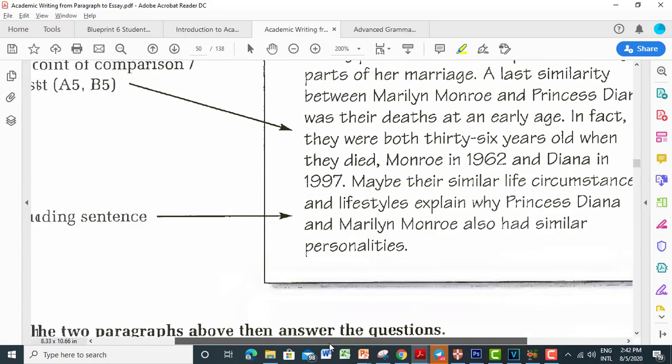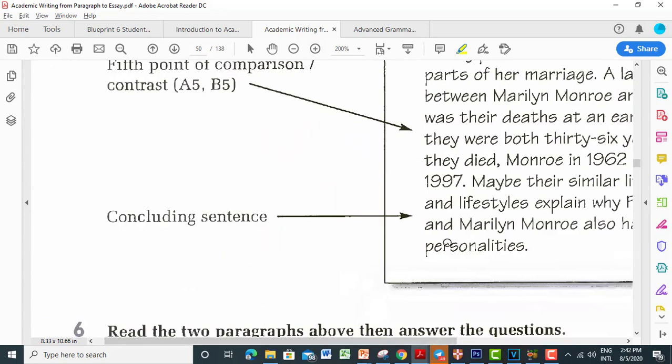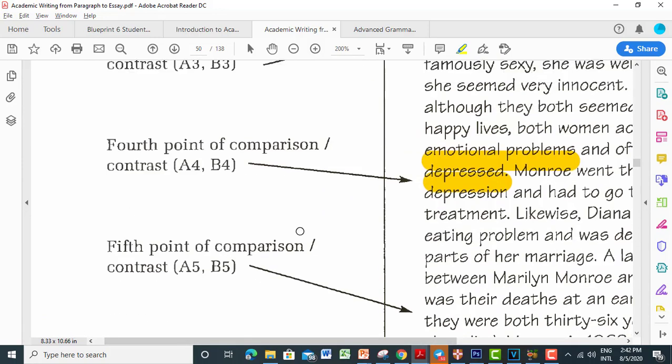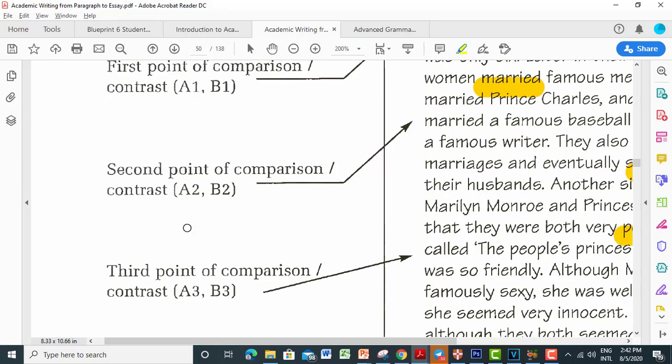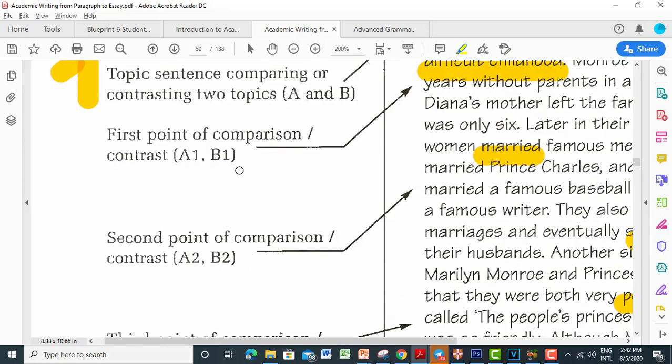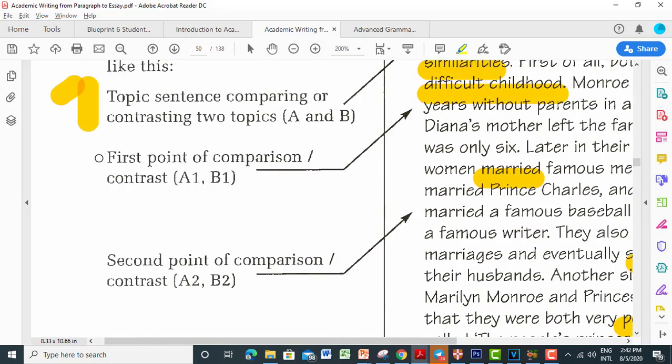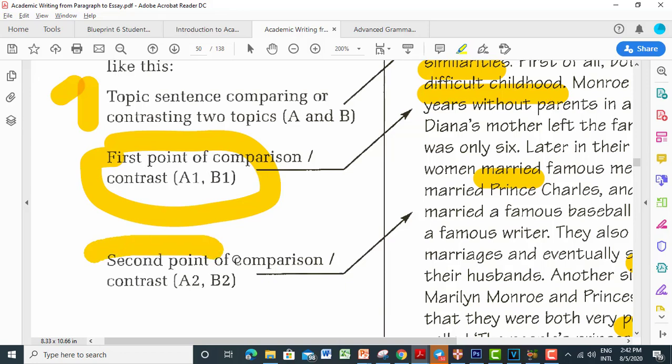So now we are going to go back here. You see this is the first point that they cover between their lives, in the childhood: one living in an orphanage, one whose mother left at 6 years old, right? And what about the second point, everyone?